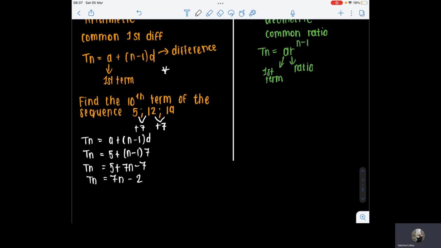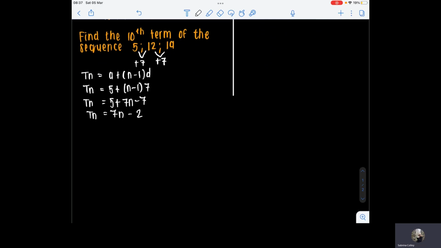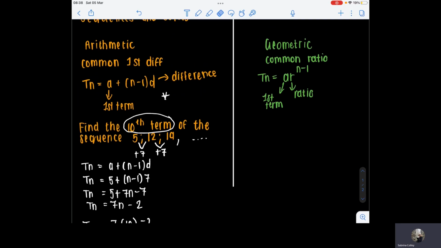They didn't ask for the general term, they asked for the 10th term. So now we ask, what is the outcome of the 10th term? We put 10 in to see what we get out. So this will be 70 minus 2, which is 68. If I go on and on with the sequence, that's the first 3 terms, the fourth term would be plus 7, and so on. Once I get to the 10th term, my answer will be 68. That's what they're asking for. Okay, let's do an example with our geometric.